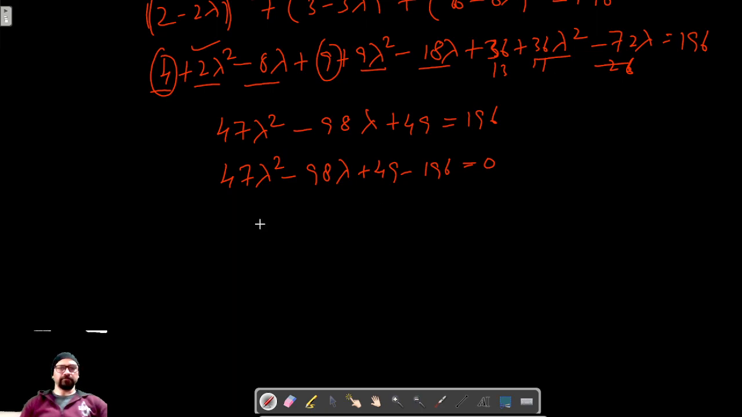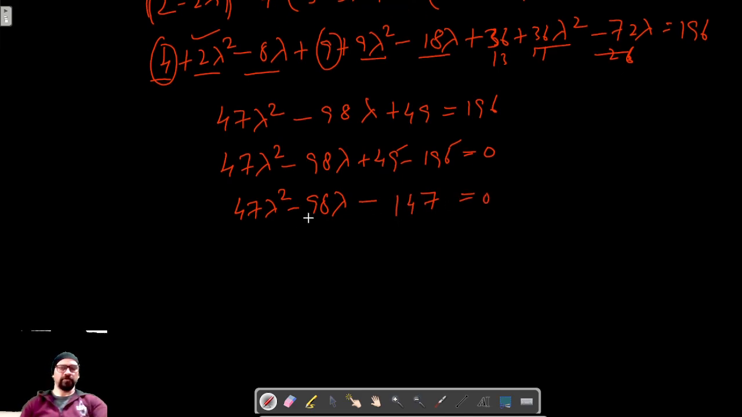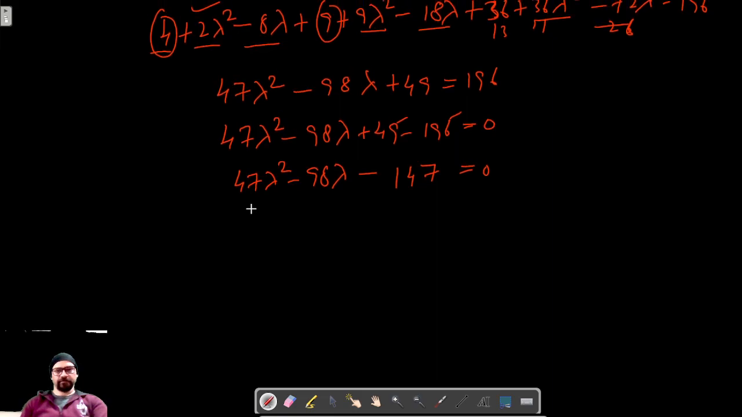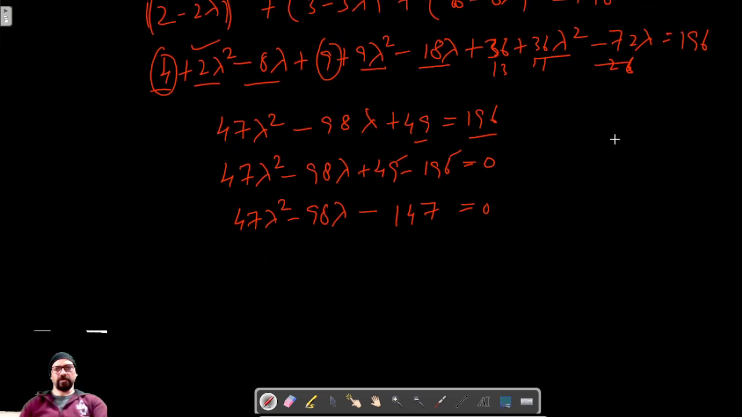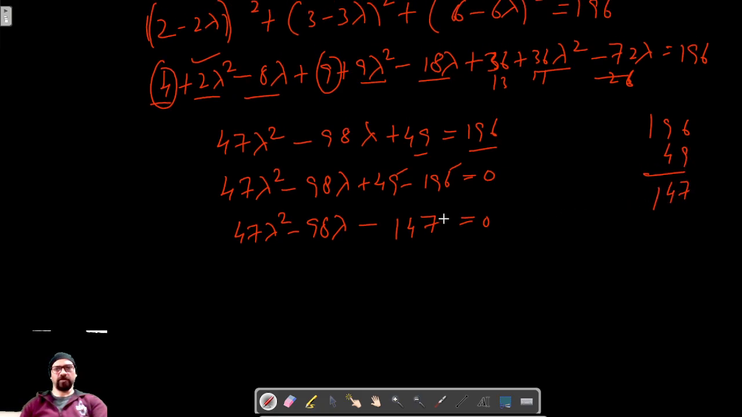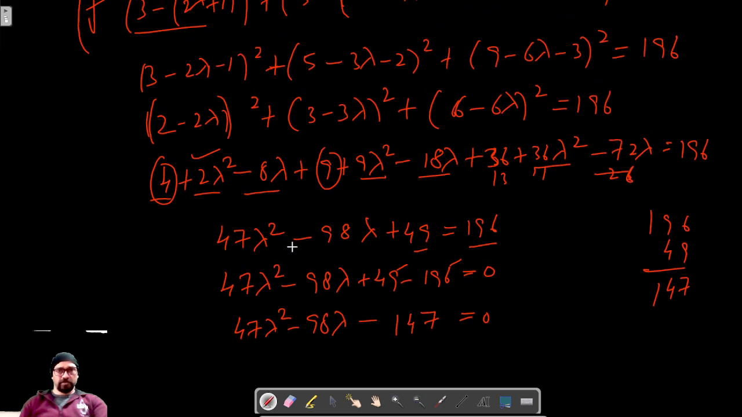Okay, so this finally is 47λ² − 98λ, and this is minus 147 is equal to 0. For this, let me take, okay, this is 196 and this is 49. So 196 minus 49, 16 minus 9 is 7, 14 minus 4 is 10, 147. Okay, let me just check it once again.